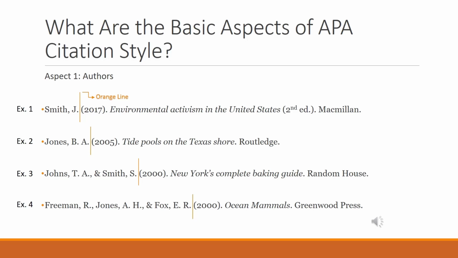If the work has a single author, as in example 1, begin with the last name of the author, followed by a comma, and then use only the initials of the author's first and middle name depending on whether there is one or two initials, each followed by a period. Examples 1 and 2 on the slide.